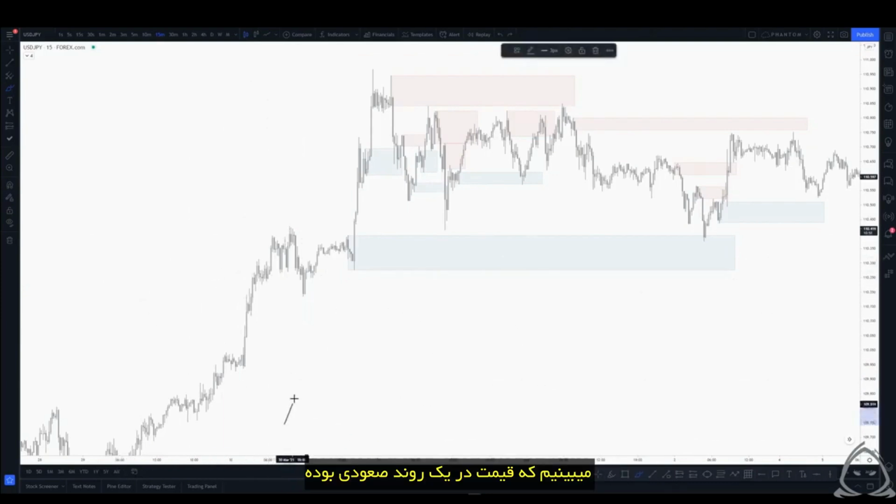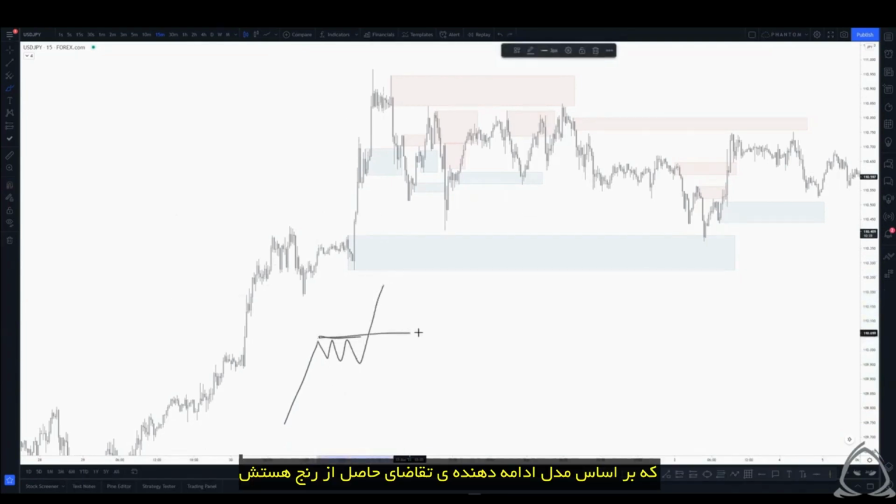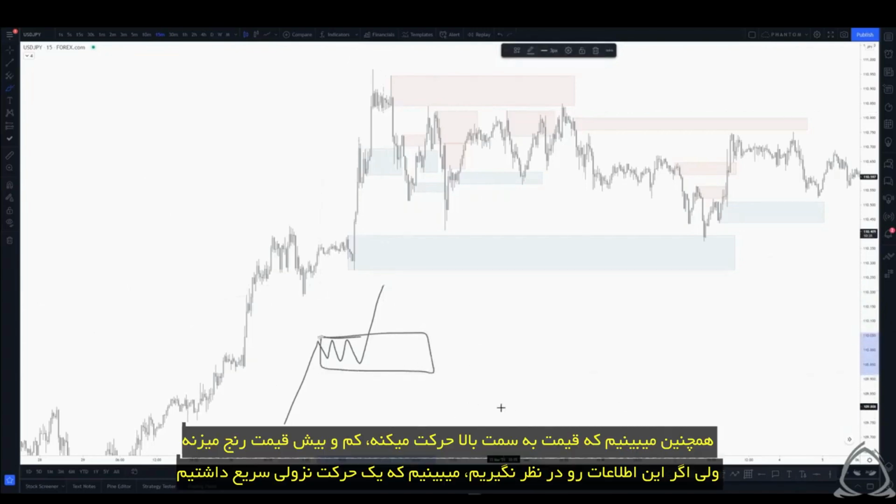What we can see is price has been moving in an uptrend. We're seeing that expansion to the upside, and then we see price create a sideways range and then expand to the upside, breaking out of that range to the upside, which is the basis of our range created demand zone continuation model. Also, what we can see is we had that price expanding to the upside.